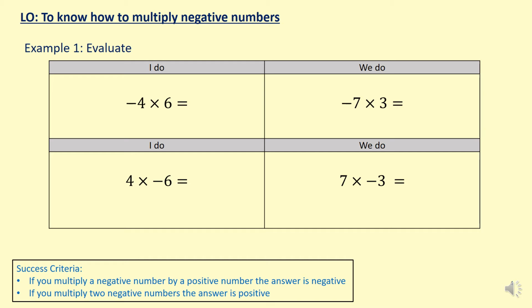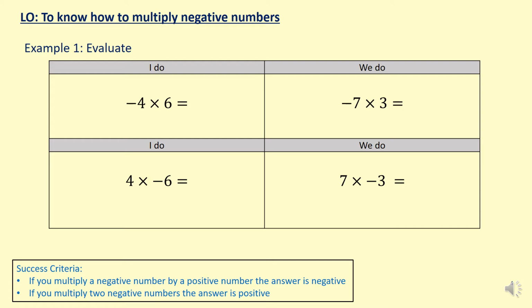So again, if you have 1 positive number, one negative number timesing them together, your answer going to be negative. And if you have two negative number timesing together, your answer going to be positive. That's the rule. You need to just remember it. As I said, make a note of success criteria.